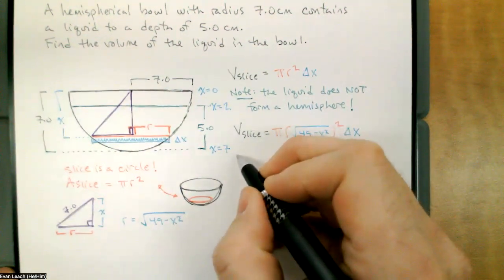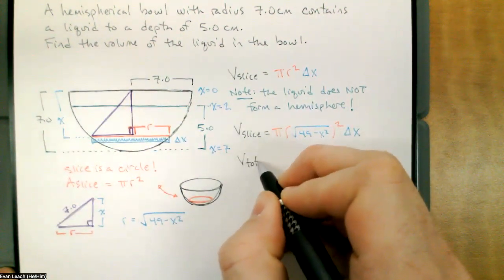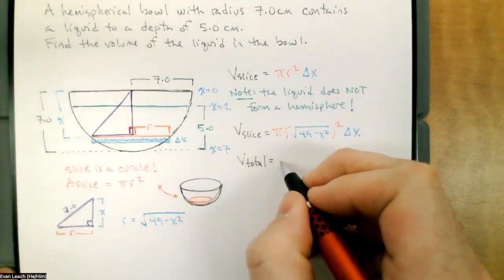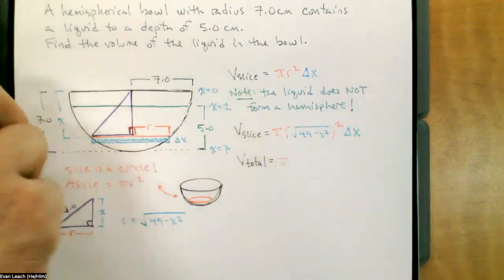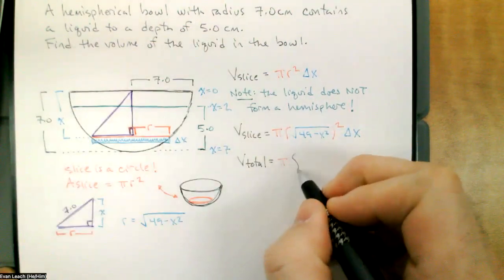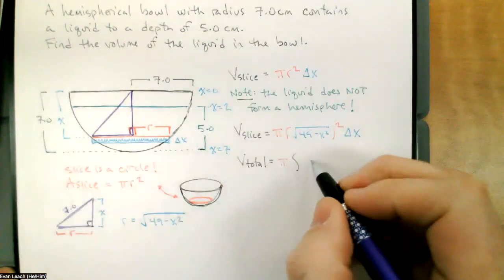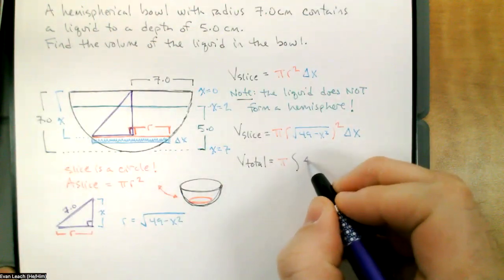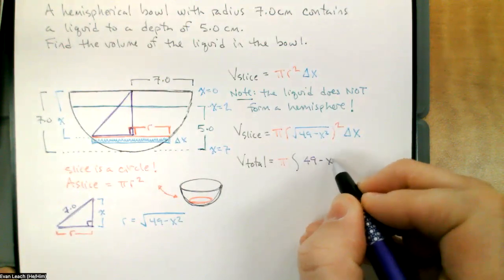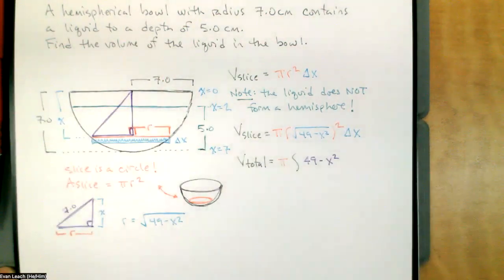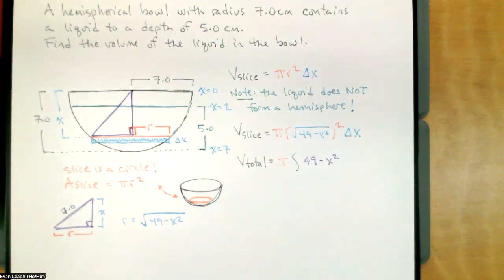So my V total, I'm going to factor out the pi, but I'm going to simplify the expression. The square root of 49 minus x squared is just going to leave me 49 minus x squared. So our secondary goal is to simplify the expression. Even though we're going to be typing this into our calculating machine, we should simplify our expression so we have to type less.